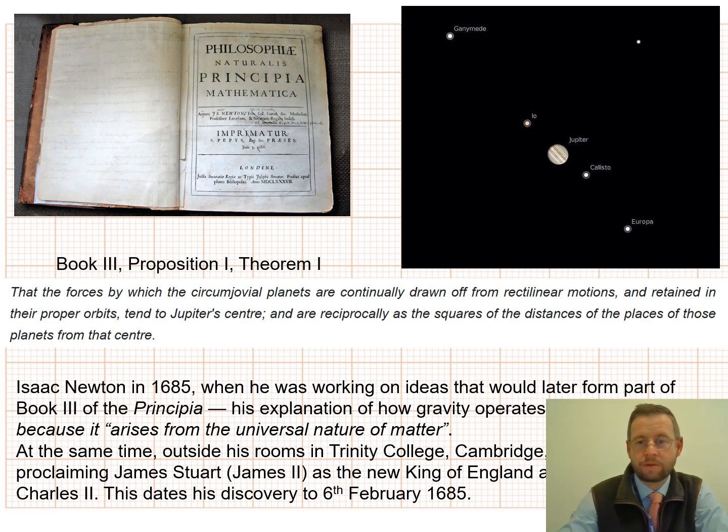And Isaac Newton records that when he first wrote this down, it was 1685, because at the same time, outside his room at Trinity College, there was a procession of people proclaiming that James Stuart was the new King of England, which means the date that gravity was first written down was the 6th of February 1685. And yet there had been some trouble, as we shall now see.